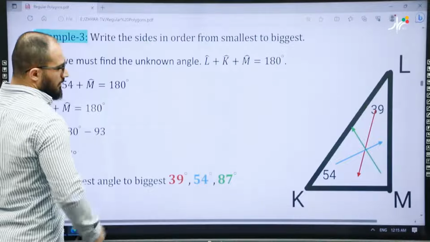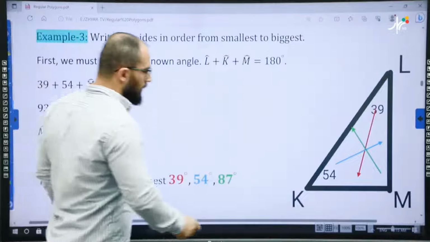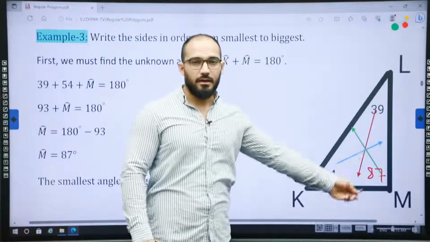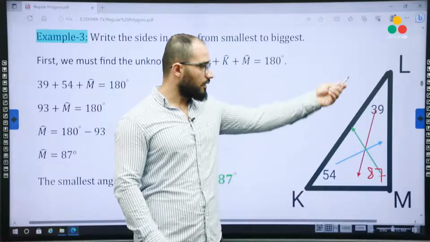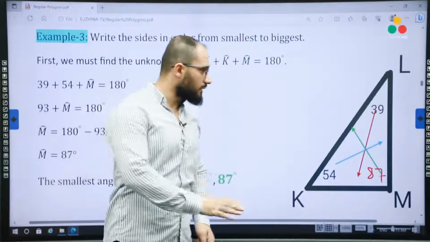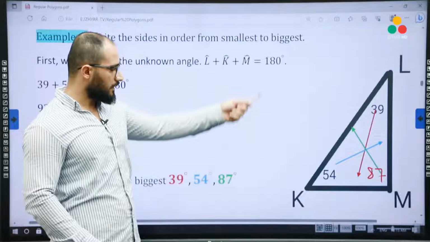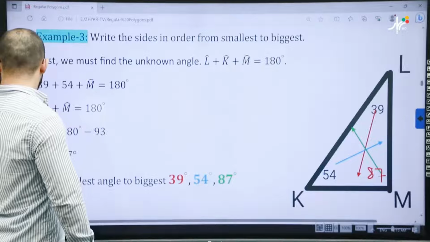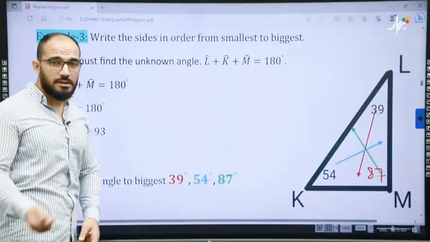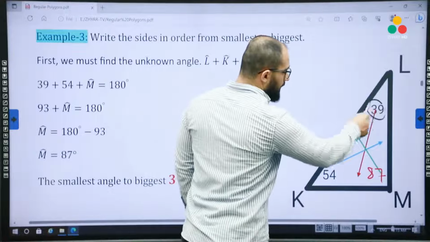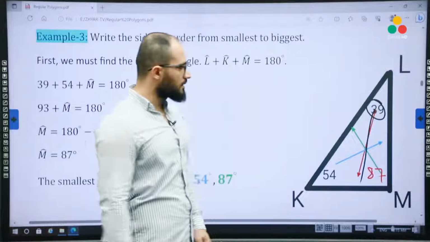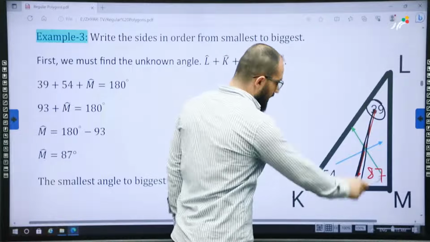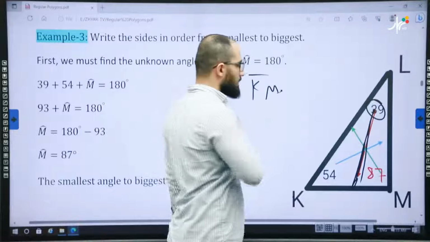So the measure of the missing angle is 87. Then we can solve the question. Here, the measure of this angle is 87. So right now we have all the angles. Then we can order the sides from least to greatest, from shortest to the longest. Between 39, 54, 87, which angle is the smallest? The smallest angle is 39. Directly look at the opposite of that angle. Which one is the opposite here? This side. We have KM. So KM is the smallest.